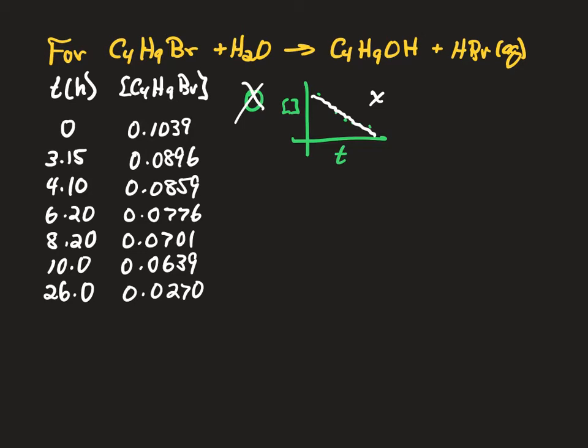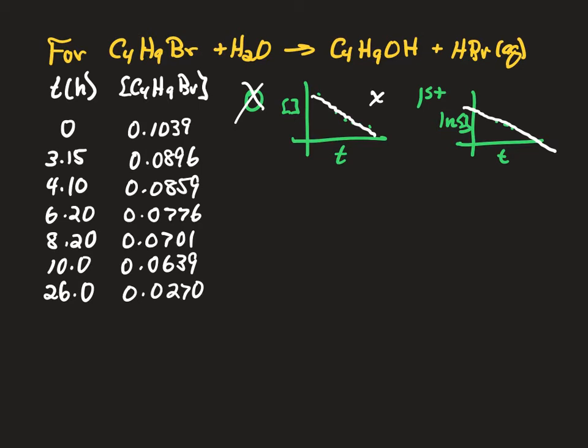Okay, and so when I plotted it against the first order equation, I plotted the natural log of concentration versus time. That gave me nice points. My line seems to go through them.